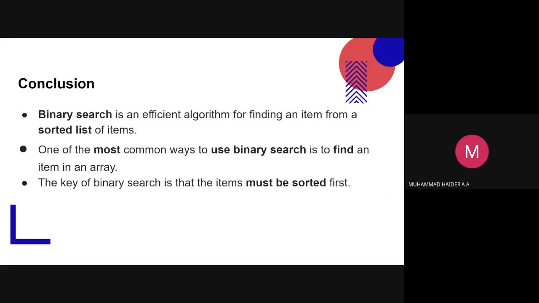Okay, so that was some of our thoughts, and for our conclusion, binary search is quite an efficient algorithm for finding a certain item in a sorted list. One of the most common ways to use binary search is to find an item in an array, and the key of binary search is that the item needs to be sorted first.